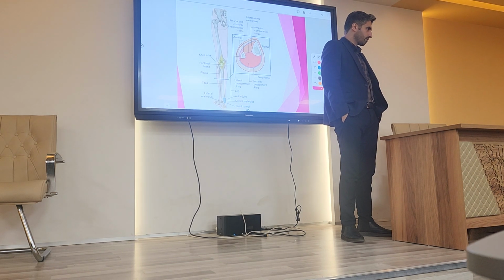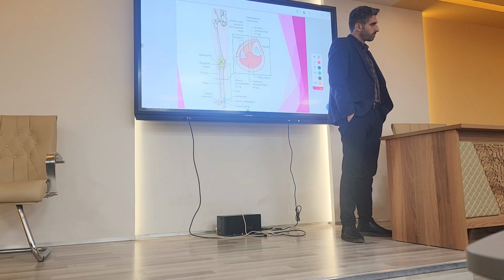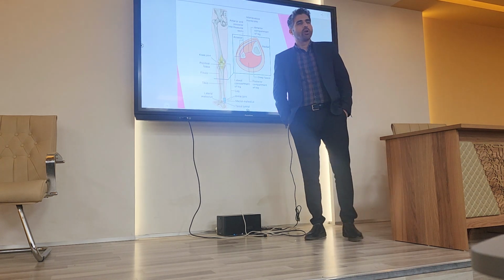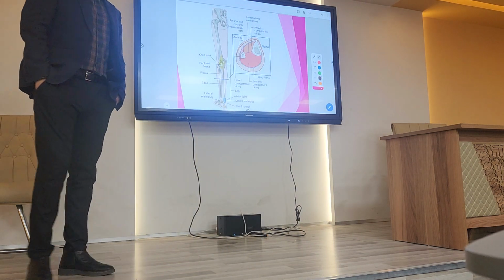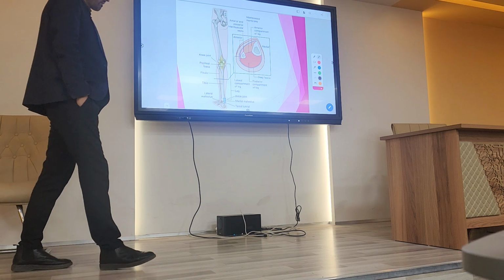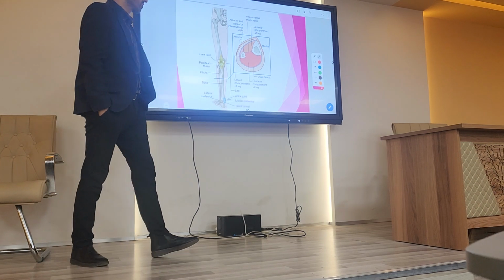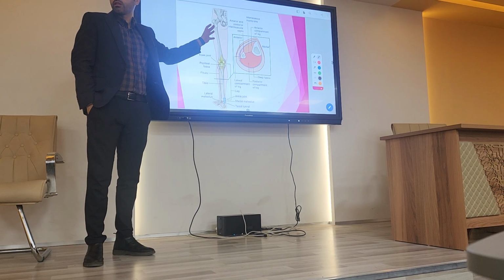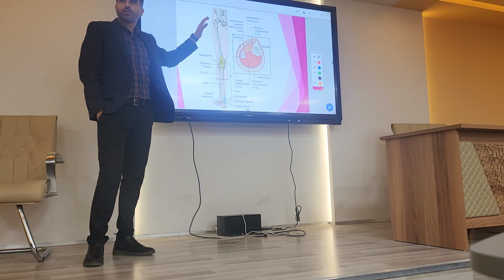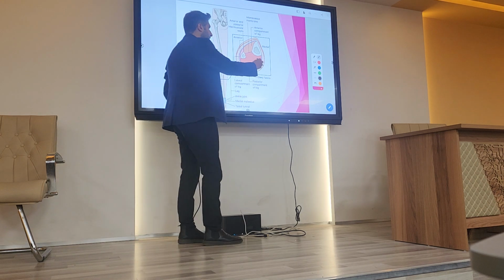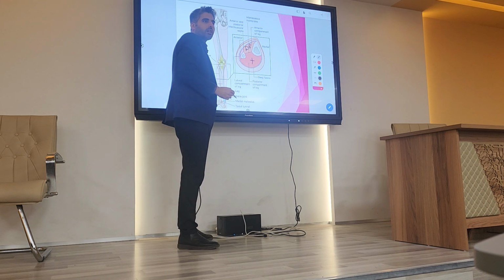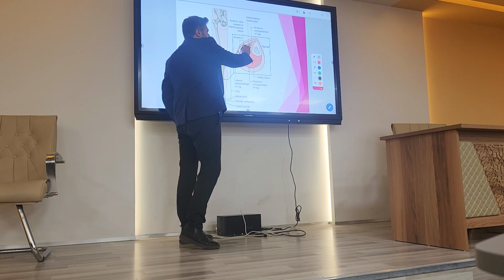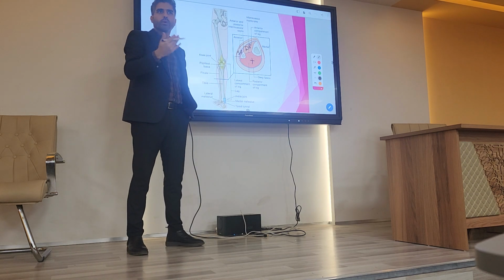Fibularis tertius: origin from the fibula, inserts to the base of the fifth metatarsal bone. So we'll be talking about the origin and insertion. This is the general shape of the leg: three compartments, and you should know the three innervations. Here, deep fibular nerve. Posterior compartment, tibial nerve. Lateral compartment, superficial fibular nerve or peroneal nerve.